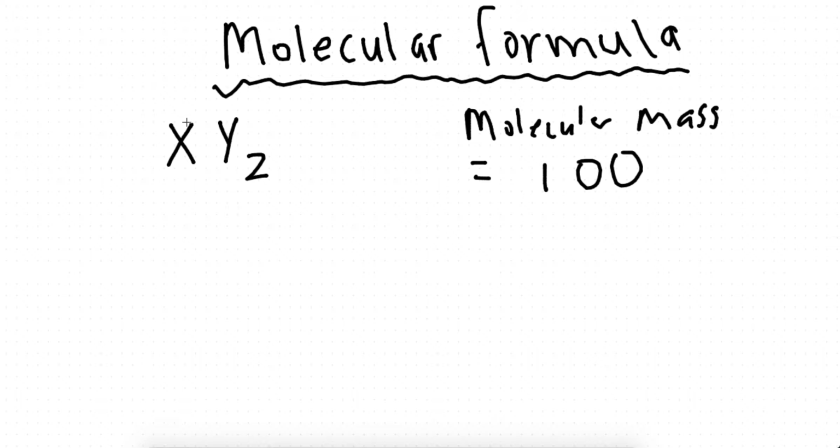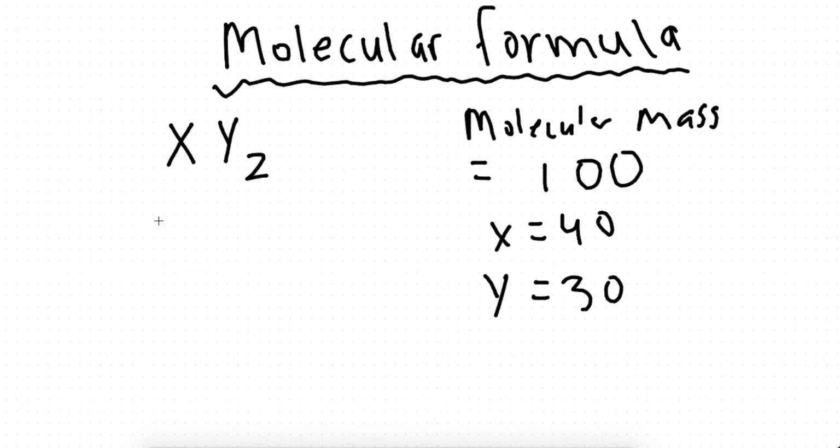Now we know the individual relative atomic mass of X and Y from the periodic table. Say the molecular mass of X is 25, and let's say, wait, let me think for a second guys. Okay, let's say the relative molecular mass of X is 40 and the relative molecular mass of Y is 30. So what we're going to do is we're going to add these two molecular masses.